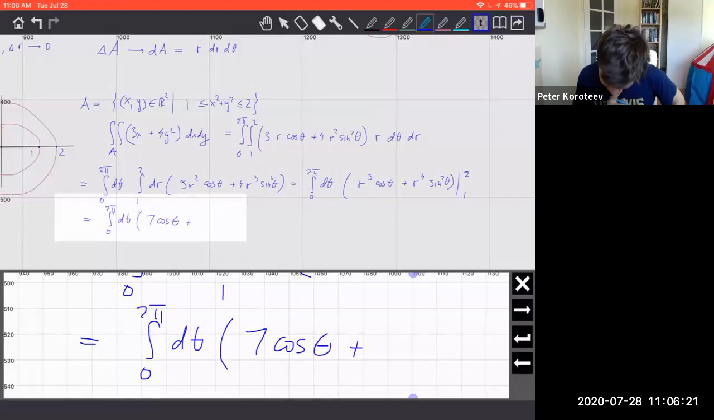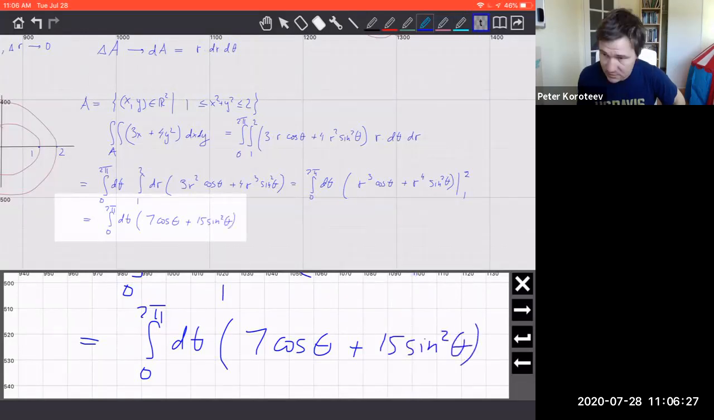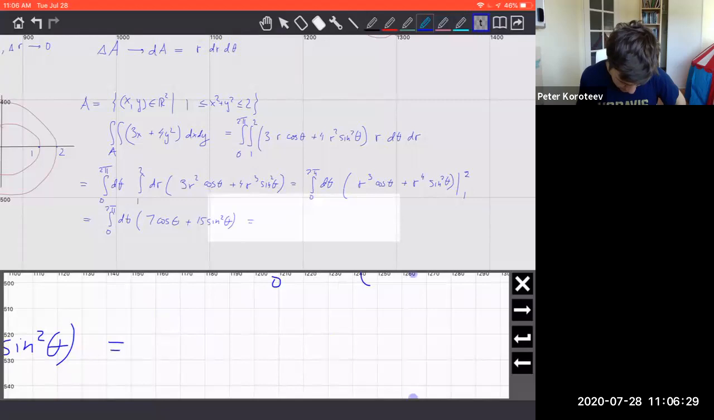plus 15 sine squared theta. Yeah, and then we integrate theta. So the integral of the cosine is sine. It's equal to 7 sine theta.